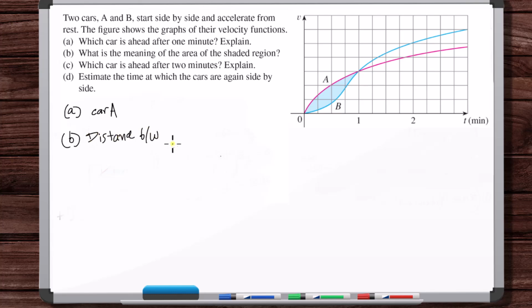Distance between car A and car B after 1 minute. Okay? Which car is ahead after 2 minutes. So which car is ahead after 2 minutes?